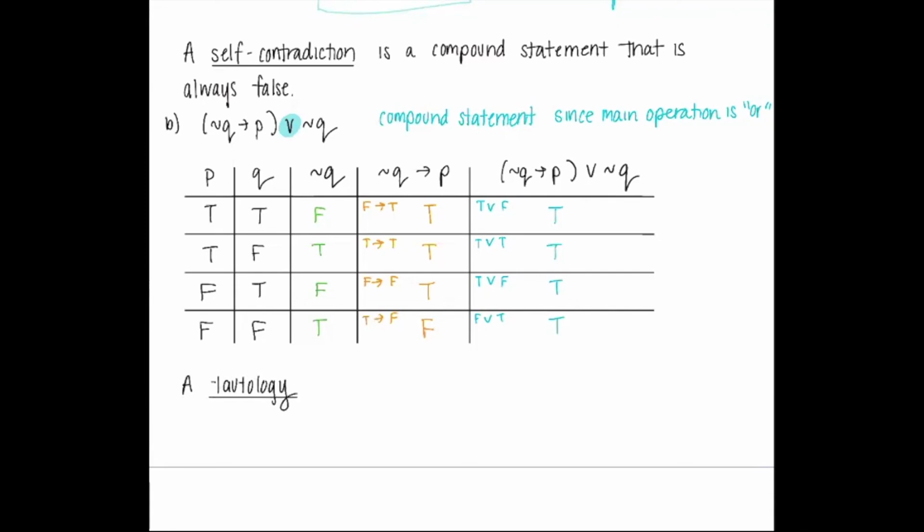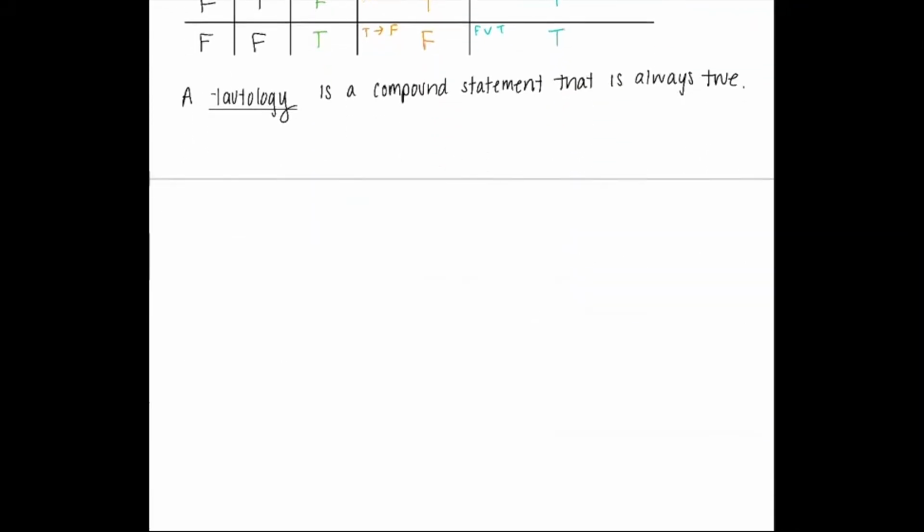So a tautology is a compound statement that is always true. Okay. One final one. We're going to do P, if P, then P or Q. So you can see I can find this stuff first. My main operation is going to be this arrow. So that is our conditional statement.